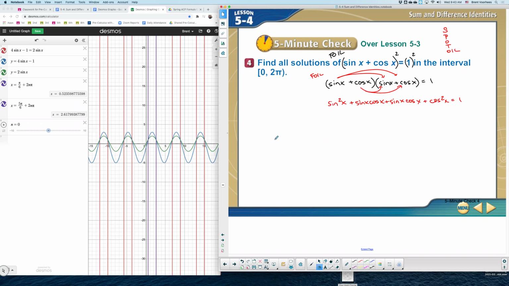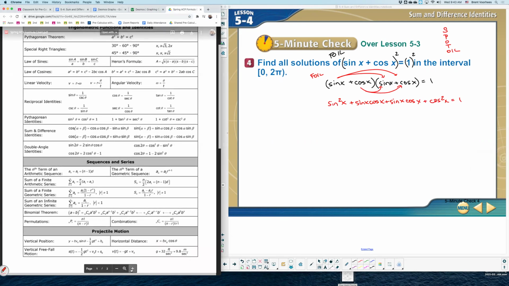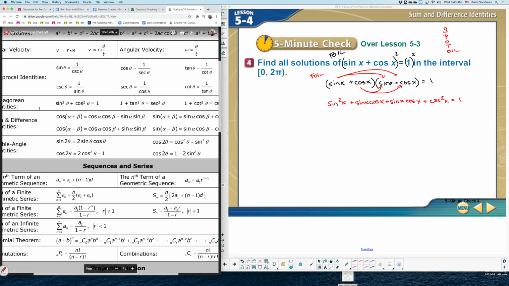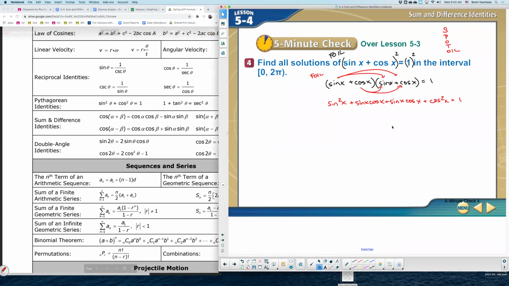Okay, now what do I know from my Pythagorean identities? Let me go over here and show you. For my Pythagorean identities, we can see that sine squared plus cosine squared equals 1. Well, how does that play in on this problem? Well, I notice that over here I have sine squared and cosine squared. That happens to equal 1. So you can honestly just separate all that, but I'll go one step at a time. If I take out the sine squared plus cosine squared, I could substitute a 1 in its place.